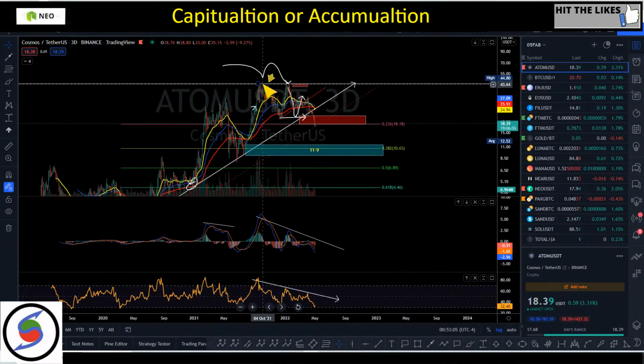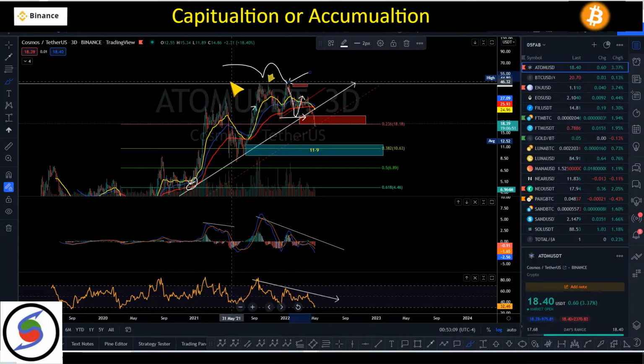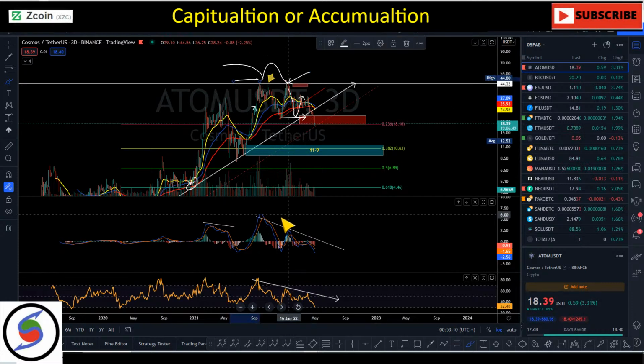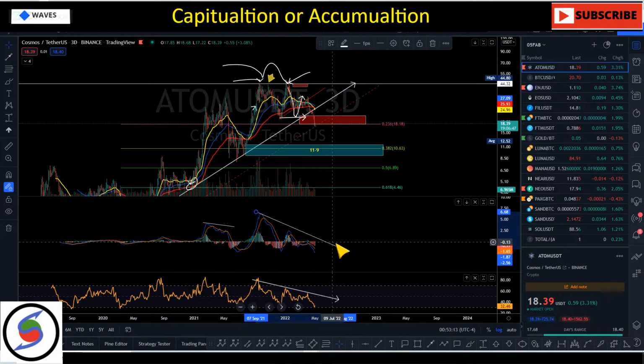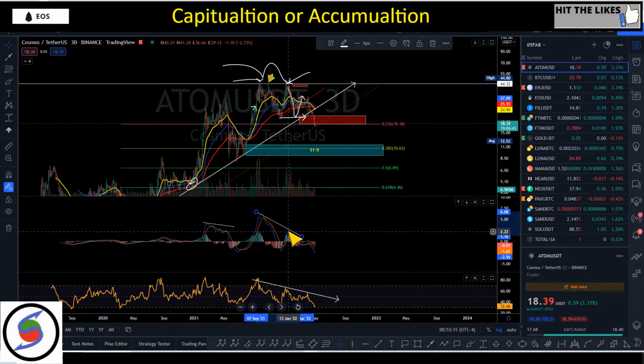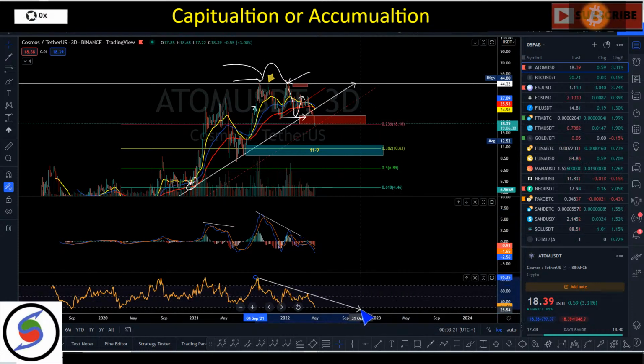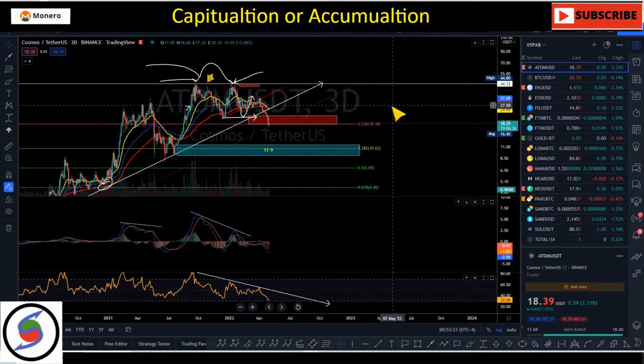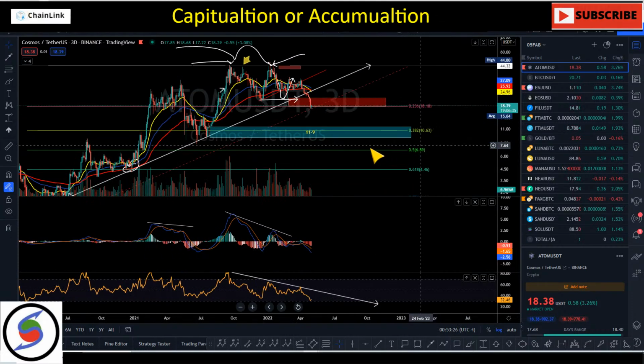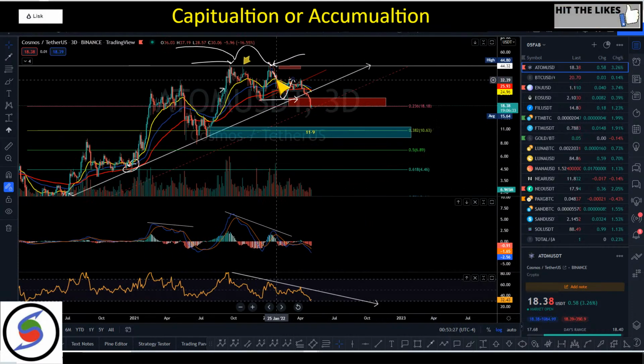We retested the 3D all-time high on the 3D time frame and created a lower high right here, lower high right there. It was a very straightforward analysis, nothing fancy. Price action. Let me show you FTM.